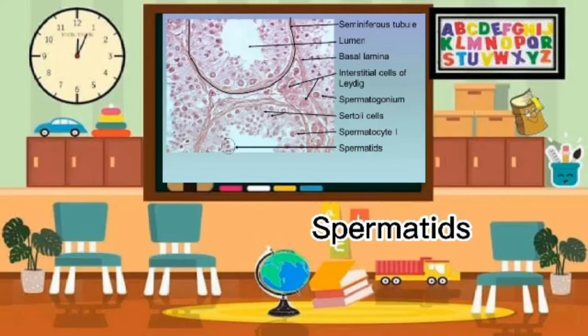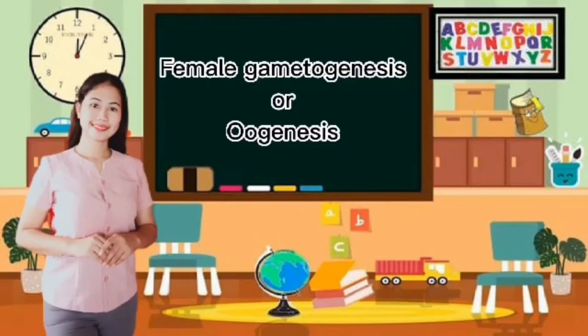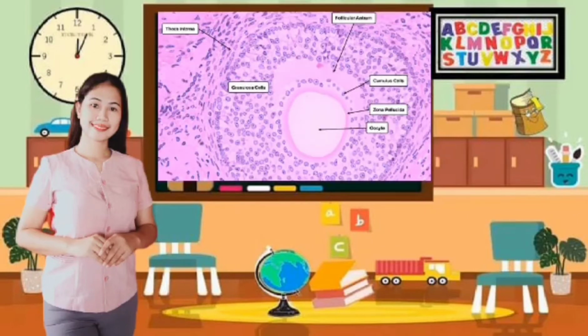Next is the microscopic view of female gametogenesis, or oogenesis. In females, most of gametogenesis occurs during embryonic development. Primordial germ cells migrate into the ovaries at week 4 of development and differentiate into oogonia. Oogonia enter meiosis 1 and undergo DNA replication to form primary oocytes.